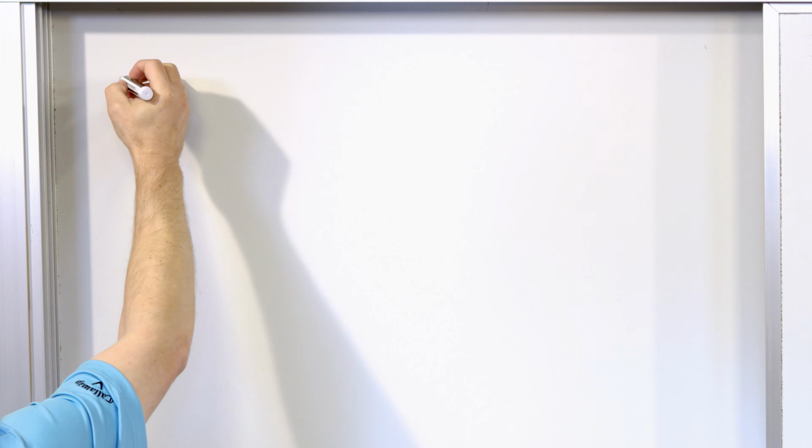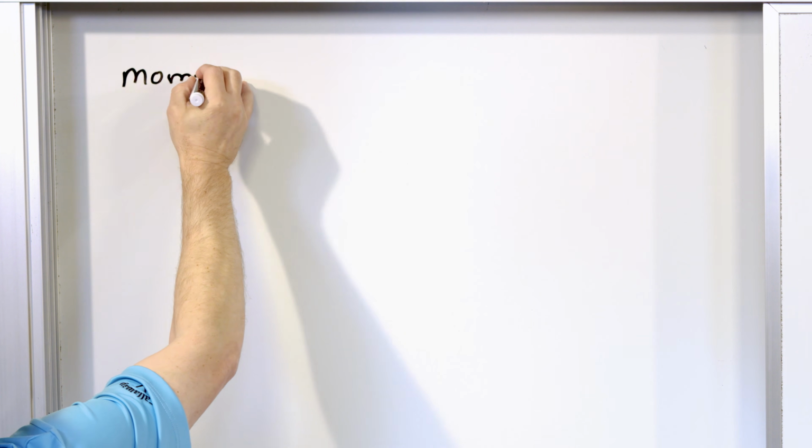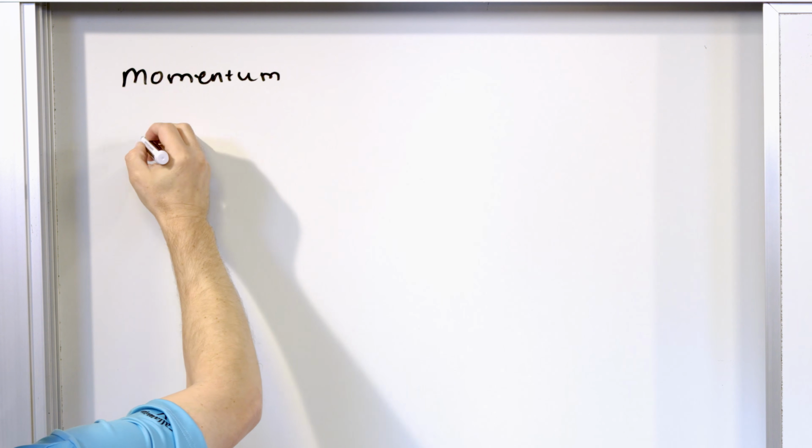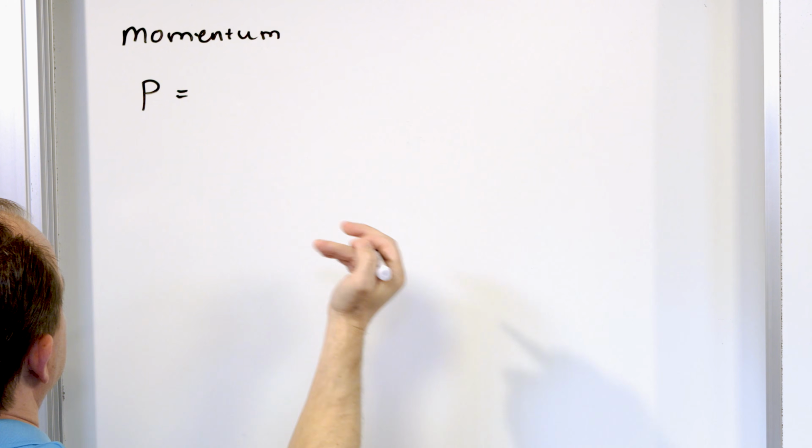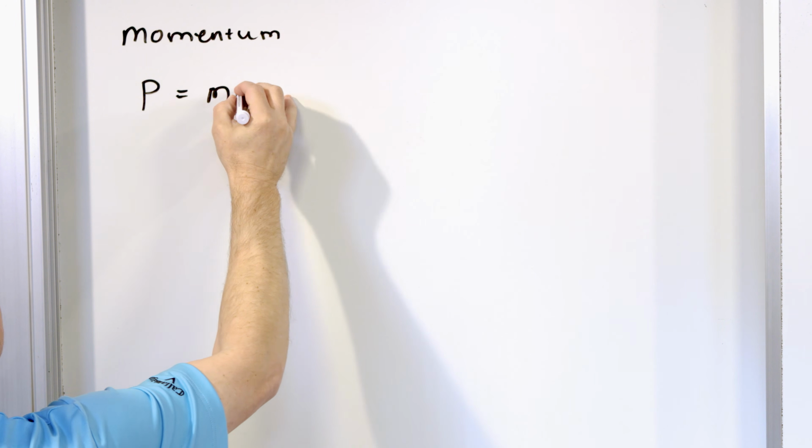All right, so we have this thing called momentum, right? And we use the letter P to represent momentum, and we say that the momentum of some particle or some body is equal to its mass times its velocity.